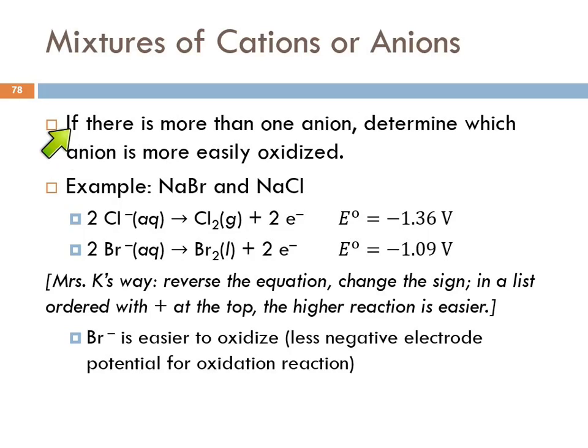So if there's more than one anion, we have to figure out which anion is more easily oxidized. So sodium bromide, sodium chloride. We know that the sodium ion is going to be reduced at the cathode, but what's going to be oxidized at the anode? Is it going to be the bromide or the chloride? And this is where the way I'm presenting this differs a little bit from the book. Okay, so just keep that in mind.